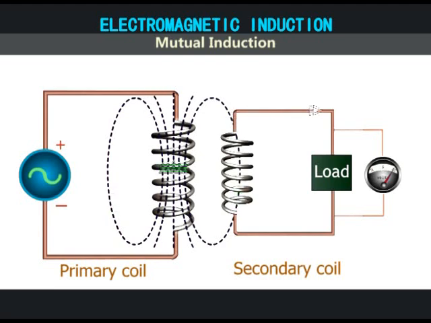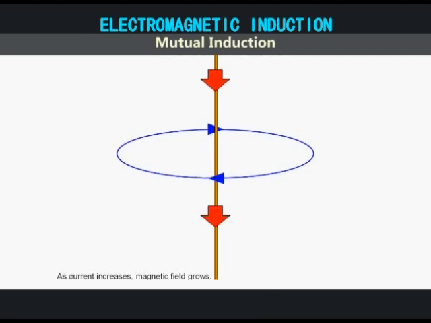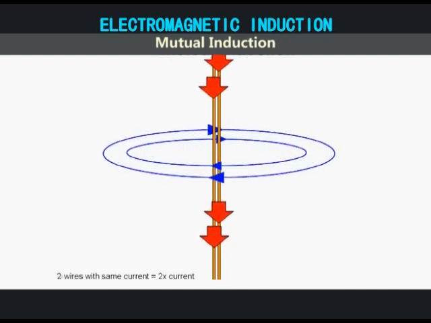To understand mutual induction, let us consider the magnetic field in a conductor once again. When we pass current through a wire, the red arrows indicate increasing current flow. A magnetic field is formed. To get a stronger magnetic field, we increase current. Alternatively, we can use two wires. Doubling the wires doubles the effect of current passing a certain point, and therefore it doubles the magnetic field strength.